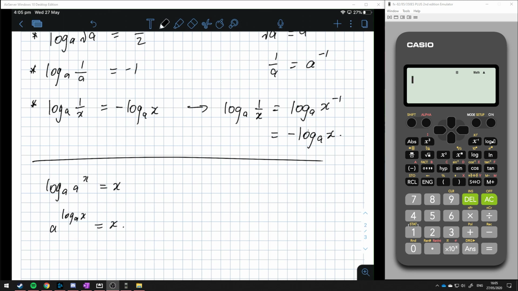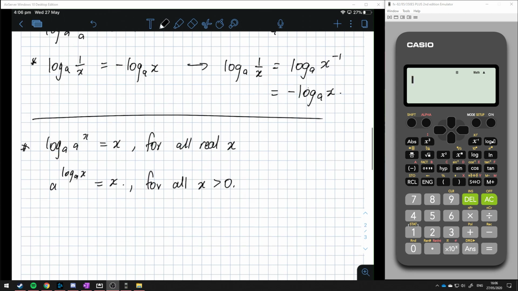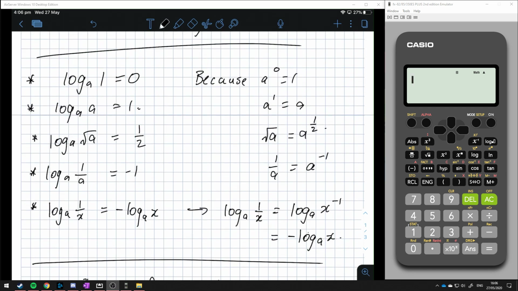Okay, and the top one is for all real x, and this one is for all x greater than 0. So those two statements are also true. Basically, if we ever have log of some base a of a to the power of x, it's just equal to x. You can prove this top one by using the power of a power, or the log power rule, and the fact that log a of a is just equal to 1.